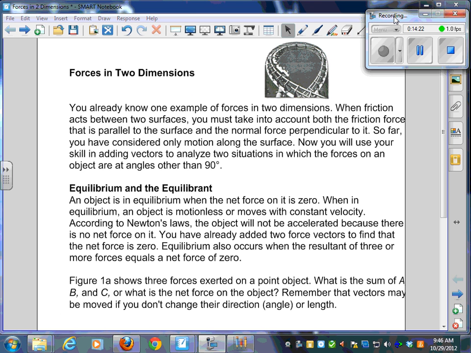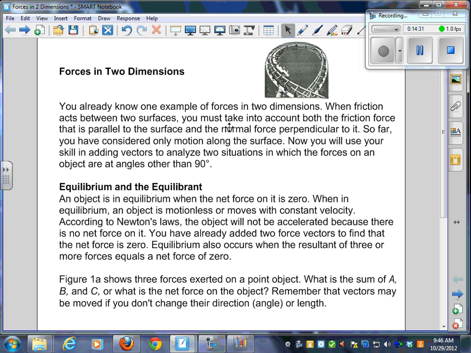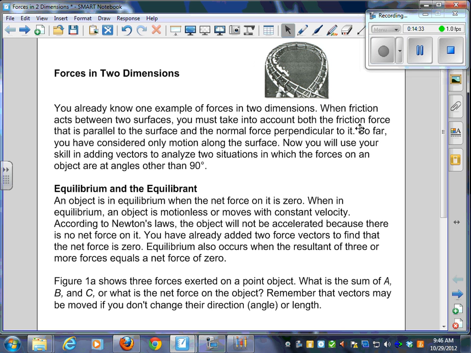All right, so force in 2 dimensions. So we're going to talk a little bit more about this equilibrium stuff. You already know one example of force in 2 dimensions. When friction acts between two surfaces, you must take into account both the friction force that is parallel to the surface and the normal force that is perpendicular to it. So far, you've considered only motion along the surface. Now you use your skill in adding vectors to analyze 2 situations in which forces on an object are at angles other than 90 degrees.